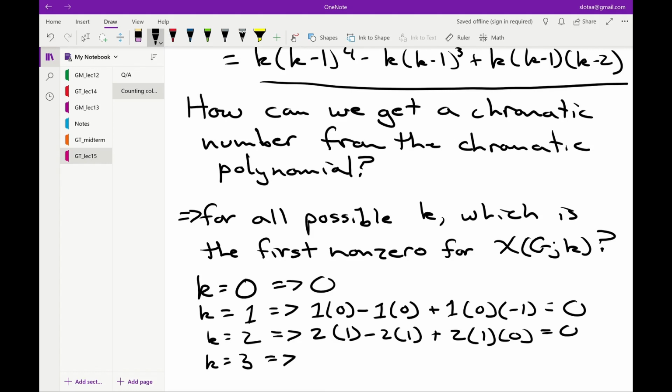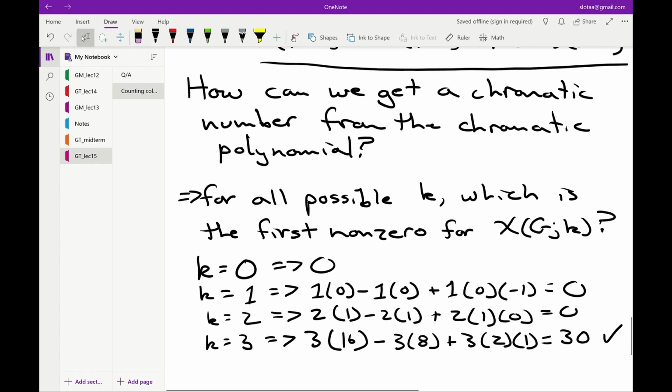Now what about k equal to 3? Let's try her out. So 3 times 2 to the 4, so 2, 4, 8, 16, minus 3 times 2 cubed, which is 8, plus 3 times 2 times 1. So that'll equal 48 minus 24 is 24, plus 6 equals 30. Now it's not a proof, but let's give her a check mark.